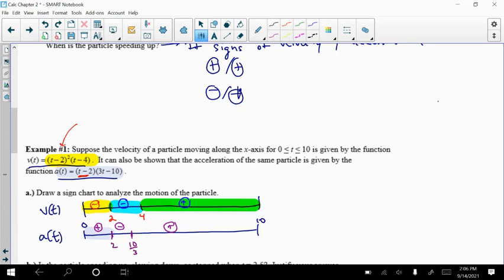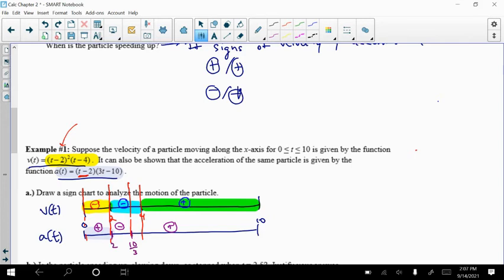If I want it to be speeding up or slowing down, I need to check the signs of the velocity and acceleration. Now, it's nice that I have these lined up on top of each other because now I can divide this up. So between 0 and 2, I know exactly what your velocity and your acceleration is doing. Between 2 and 10/3, I can see what's happening. Between 10/3 and 4, I can see what's happening. Between 4 and 10, I can see what's happening.